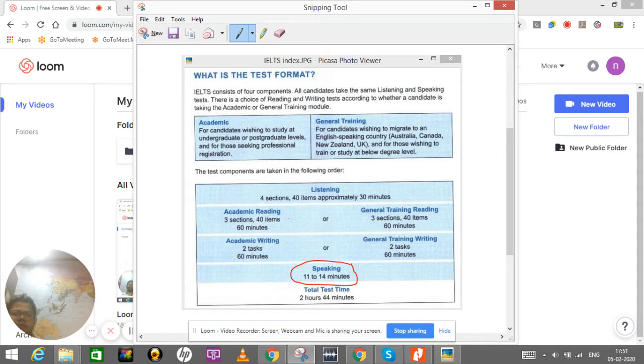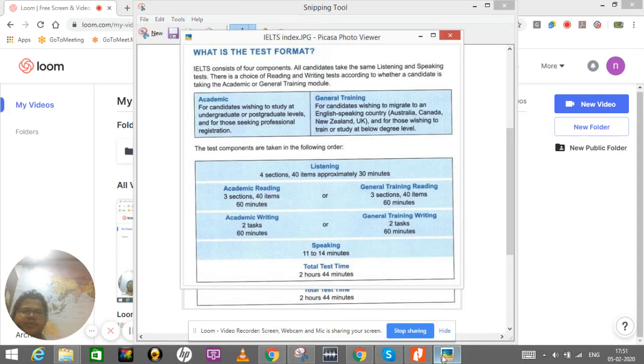So this is the fourth element of your complete IELTS test. It is almost like an interview. As you can see, it would last for 11 to 14 minutes. In most cases, it will be around 10 to 12 minutes only. However, at times it can be stretched till 14 minutes. Now, let's have a look at the aspects that it has.